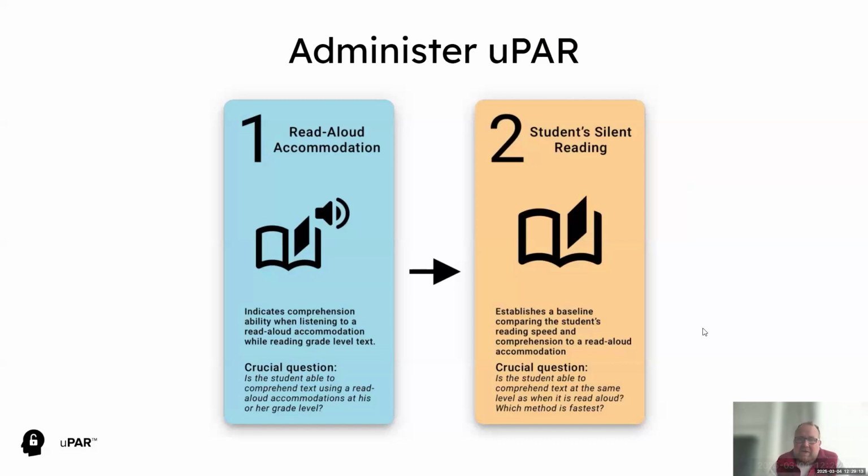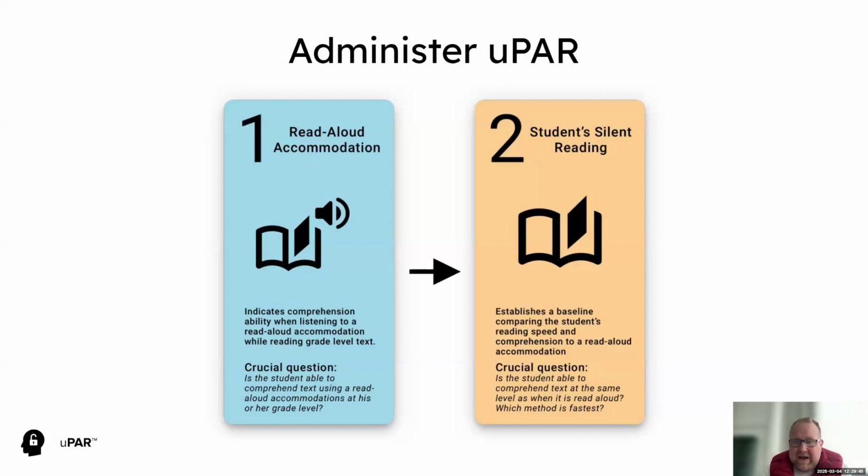As we compare uPAR, so uPAR and PAR do exactly the same thing. They will compare a student's grade level comprehension when text is read aloud to them to their grade level comprehension when they read it independently. And will tell you how many grades we can increase a student's comprehension by reading text to the student. Is that 1 grade increase, 2 grades increase, 5 grades increase, no increase?